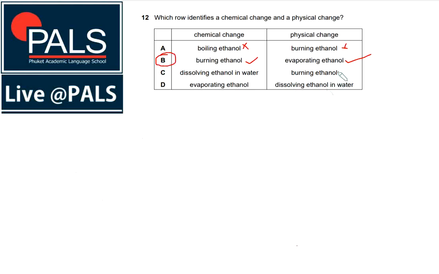Let's see the others. Burning of ethanol, of course, when you burn it, no more. Dissolving ethanol in water, there is already a reaction of the ethanol and the water, so no more. So this is just a physical change. This one is not. It's a chemical change, yes. However, burning of ethanol is not a physical change. So the correct answer is letter B.